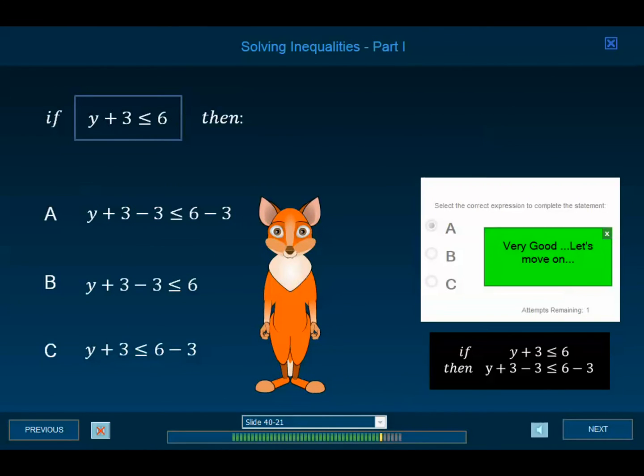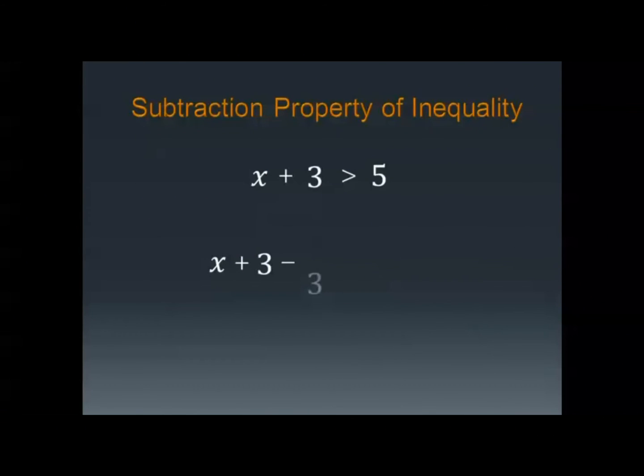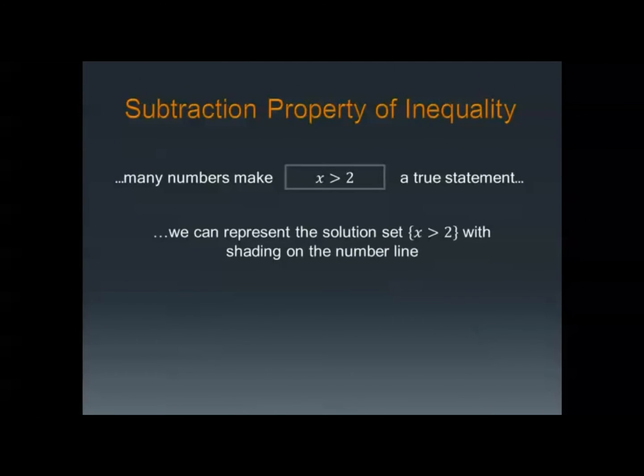Nicely done. If y plus 3 is less than or equal to 6, then A is the next step in our solution process. We're going to subtract 3 from that side. And our subtraction property of inequality tells us that we must do the same thing to the right-hand side and subtract 3 off from there as well. We can represent the solution set with shading on the number line.